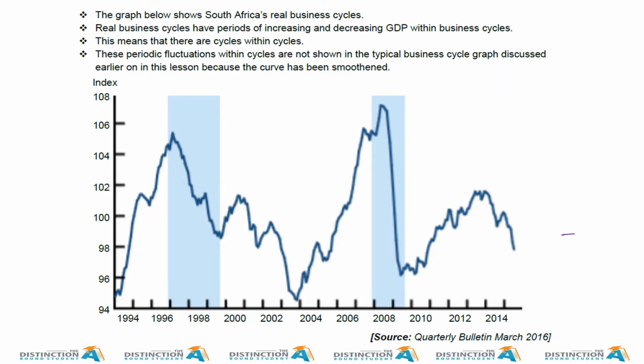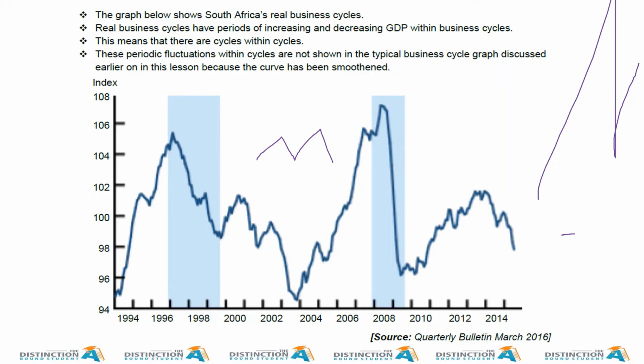It says here, the graph below shows South Africa's real business cycle. Do you see the difference between the one we were looking at, which was straight like that? Look, this is a real business cycle. In reality, do you notice that during an upswing we have this, and during a downswing we have this? It's more like we have business cycles within business cycles. When it's not a smooth rise, it's not a straight line. Look, it's fluctuating frequently. Anyone would expect it to happen this way, not like this.